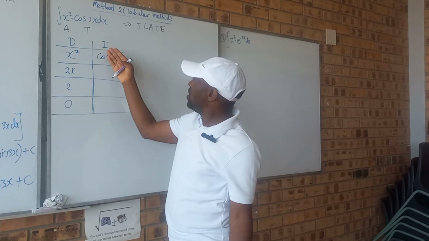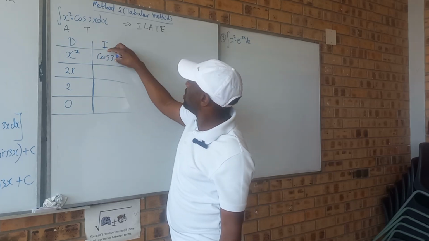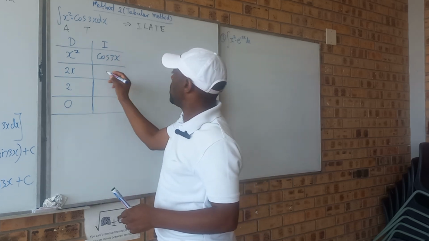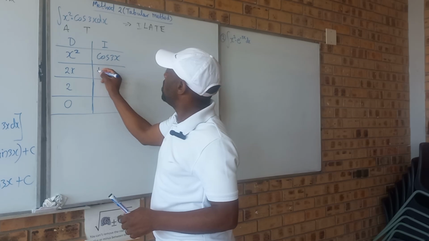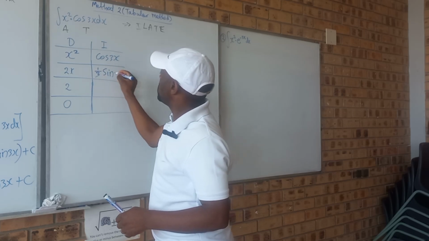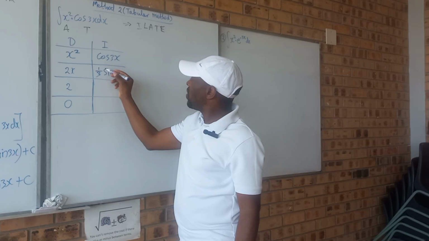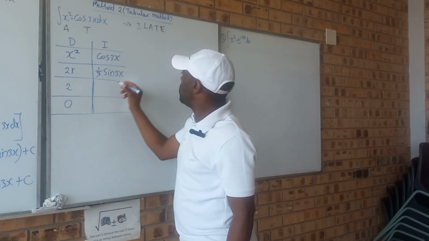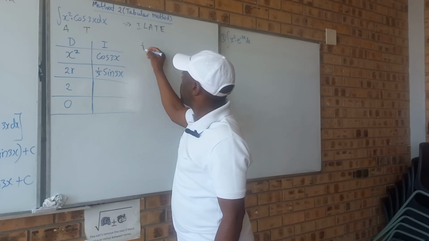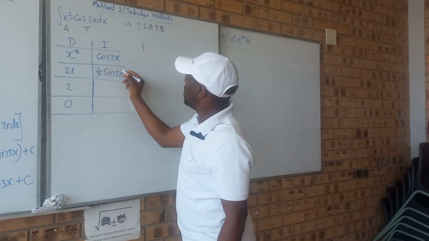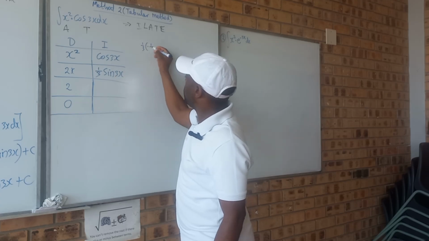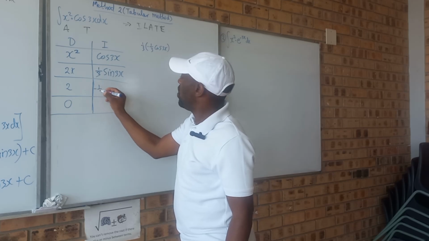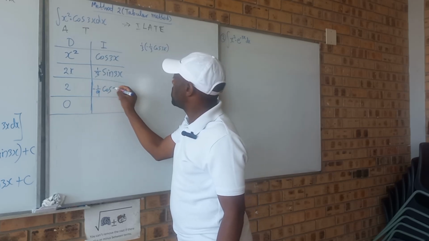Then I will take this side, the part that came second in your ILATE, I put under integration, then I integrate it. So we've already seen how to integrate cos 3x. When we integrate cos 3x, we get 1 on 3 sine 3x. Then when we integrate sine 3x, it gives us negative 1 on 3 cos 3x. We know we don't differentiate or integrate constant. Then if I multiply these two, it will give me negative 1 over 9 cos 3x.